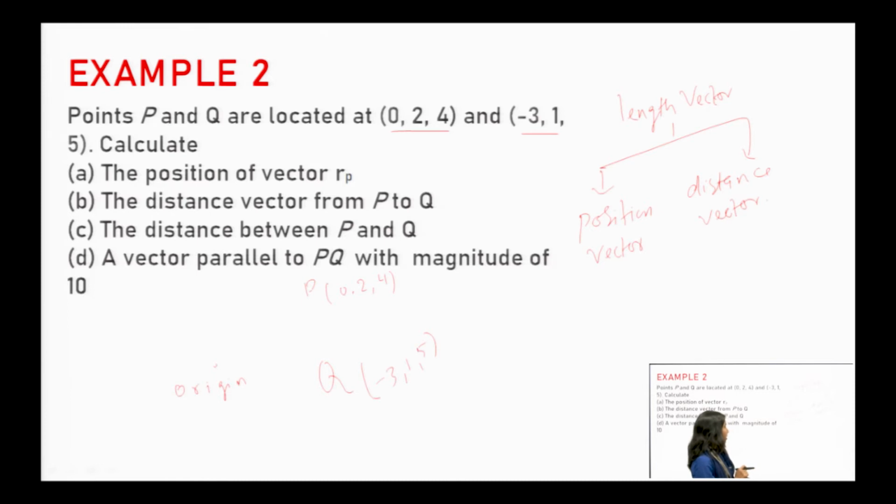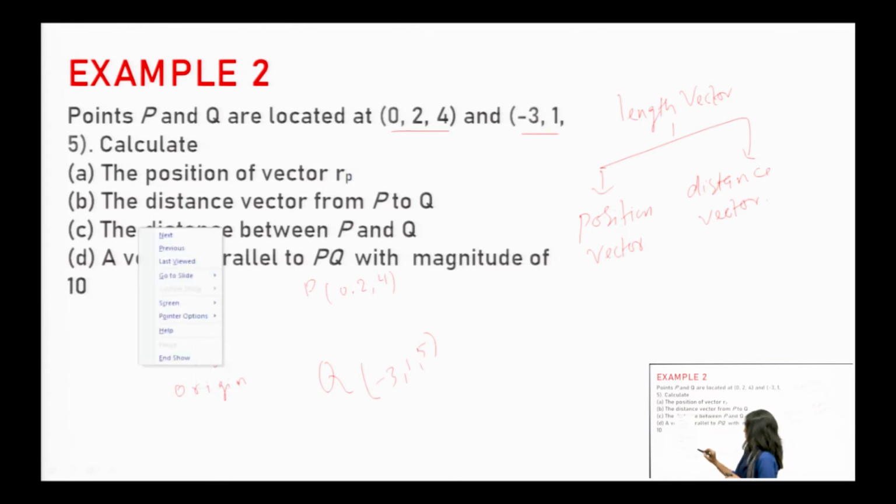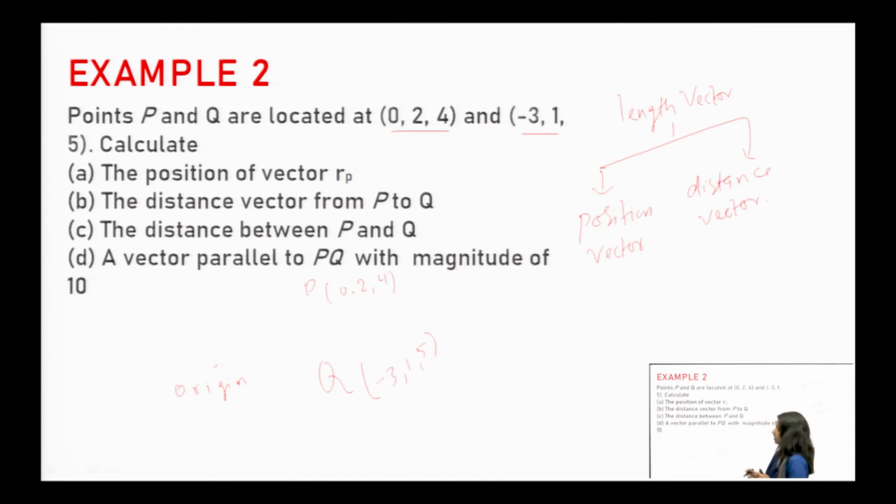As for example, if we calculate the distance from the origin to point P, then it will give a position vector of point P. If we find a vector between origin and Q, it will give the position vector of point Q. But if we find a distance between 2 points, that is P and Q, then it will give the distance vector. This is the difference between position vector and distance vector.